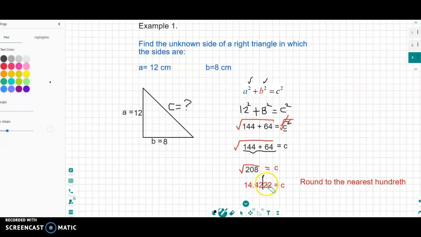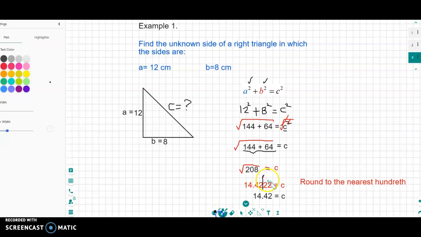14.42. For example, if we had a 6 here, we would increase the second decimal place to the next whole number, so that would be 14.43. But in this case, this is lower than 5, so that will be 14.42. So this is the side C, all right?